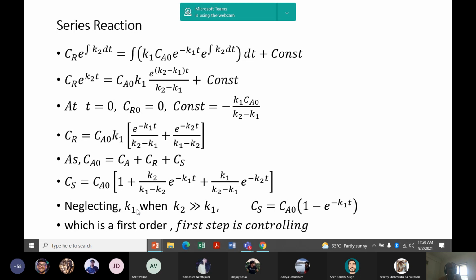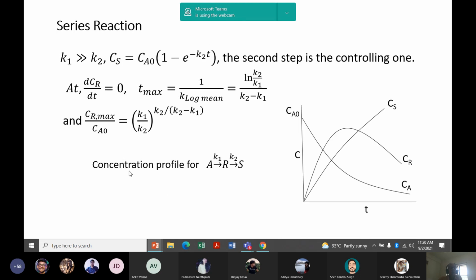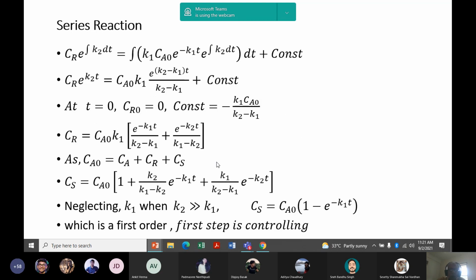So we can say if the first step is the controlling step, then this is not Cs, this is Cr. Cr is equal to Ca0 (1 minus e to the power minus K1t). This correction is required. Okay, sorry, there is a mistake. Cs is equal to Ca0 (1 minus e to the power minus K1t), previous page also Cr, because after inspecting this we are getting.